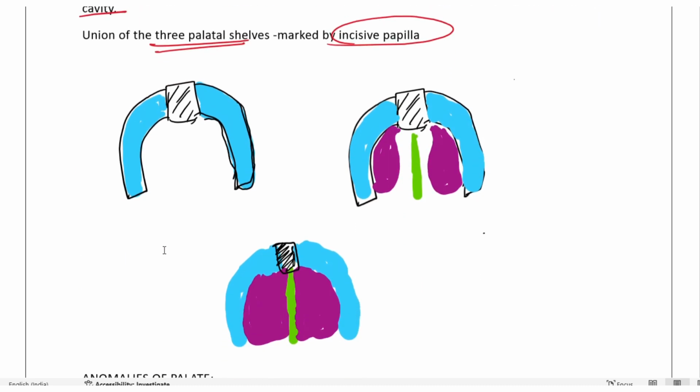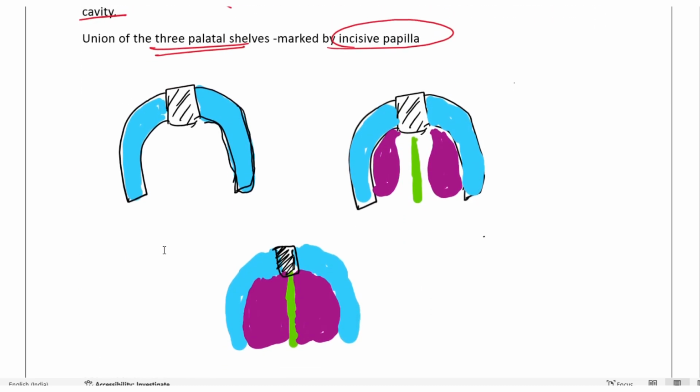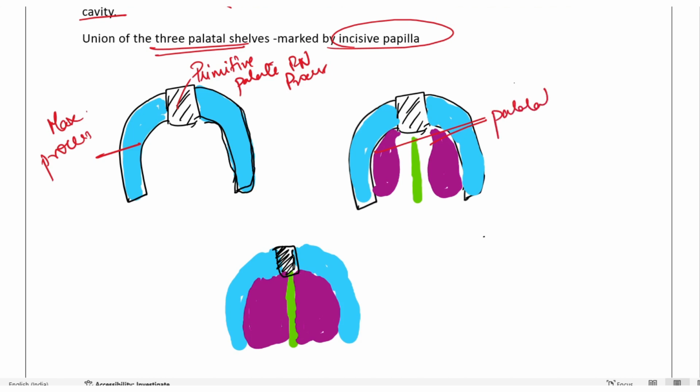After this, just draw a diagram. This is your primitive palate, which comes from the frontonasal process. The blue one is your maxillary process. Now this maxillary process gives rise to two palatal processes. This is the primitive palate, this is the maxillary palate.